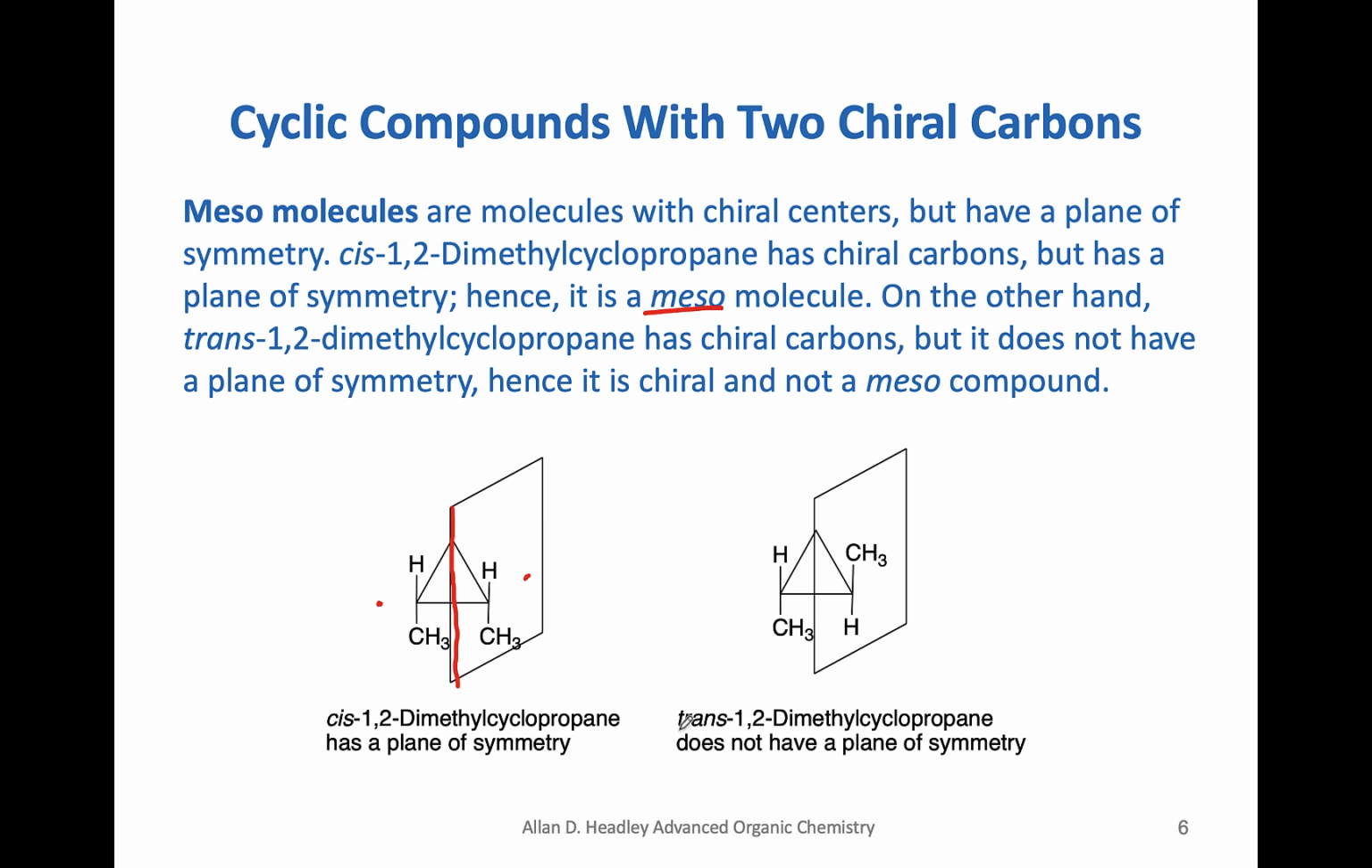The trans, on the other hand, if you should put a plane right down here, you will see that this half does not reflect on the other half. So therefore, this molecule is described as asymmetric, since it does not have a plane of symmetry, and its mirror image will not be superimposable on itself. So therefore, this is not a meso compound.